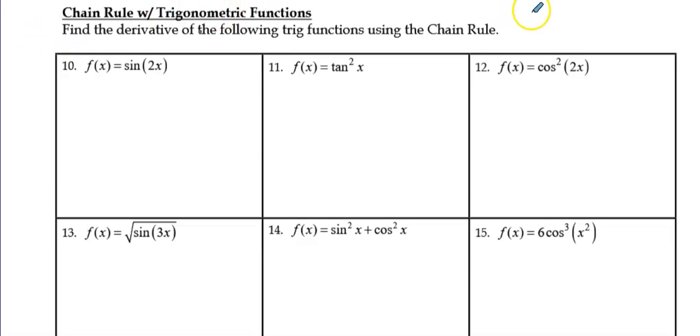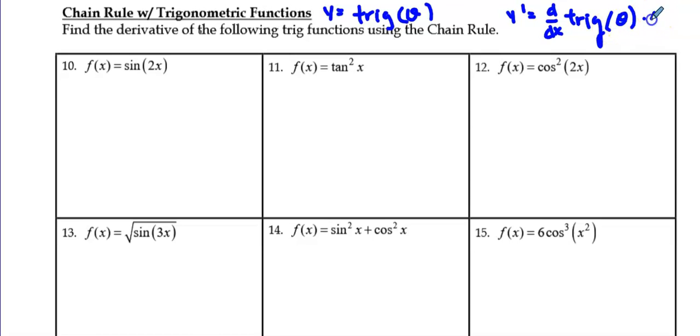So the first thing I want to talk about before we get to the problem sets here is the fact that when you're taking a derivative of a trig function and you have a theta, so let's say we have y equals a trig function of theta, then your derivative is going to be equal to the derivative of your trig function, so whatever the trig function is. So you look at that first. Then you're going to leave theta alone, and then you're going to multiply by the derivative of whatever theta is.